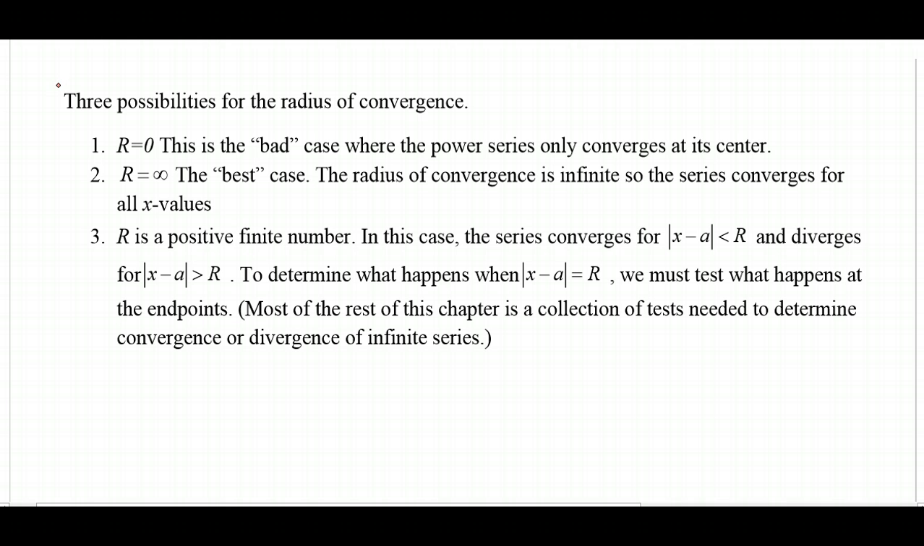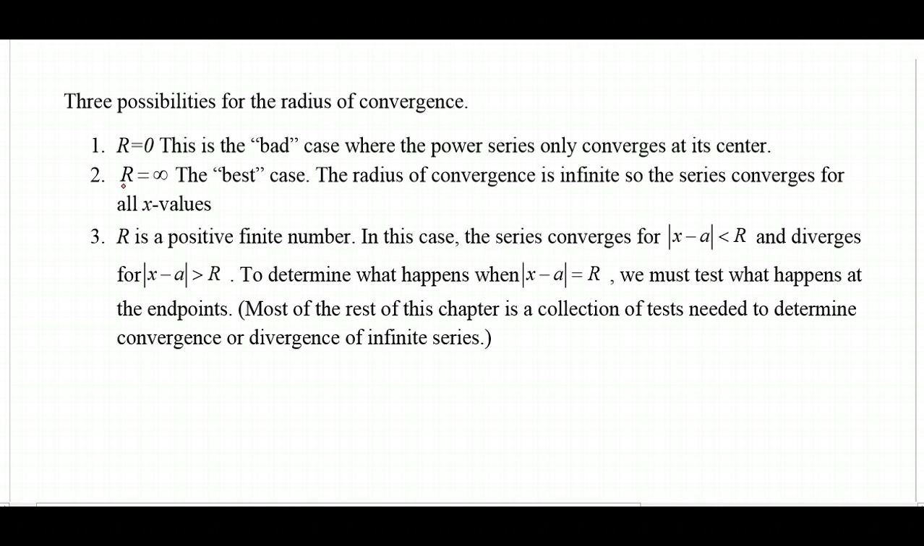But we are going to focus on the radius of convergence, which is easier to find. And there are three possibilities for the radius of convergence. The first possibility is that the radius of convergence is 0. And this is a really bad case. So this is where the power series only converges at its center. So only converges at that a value.